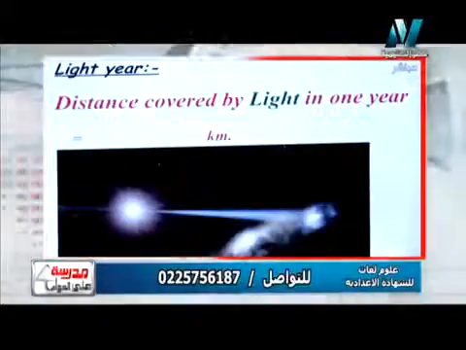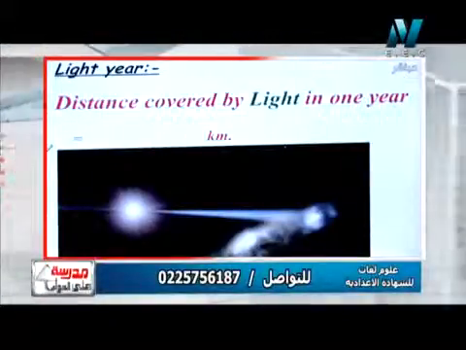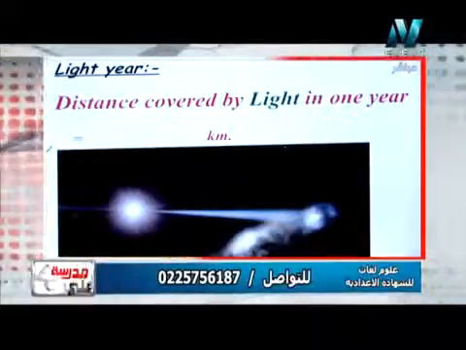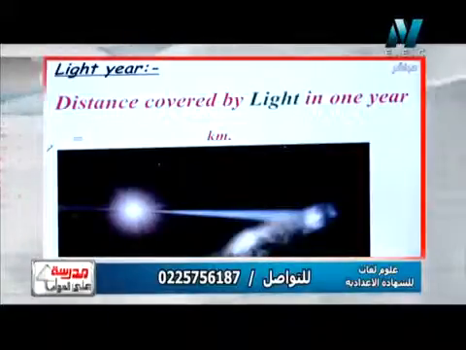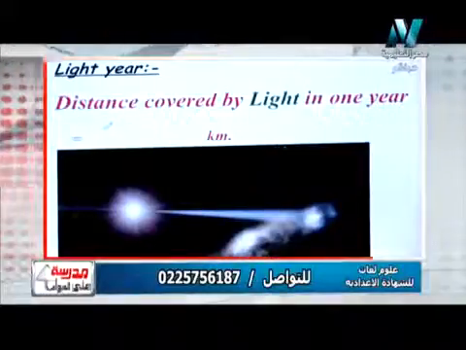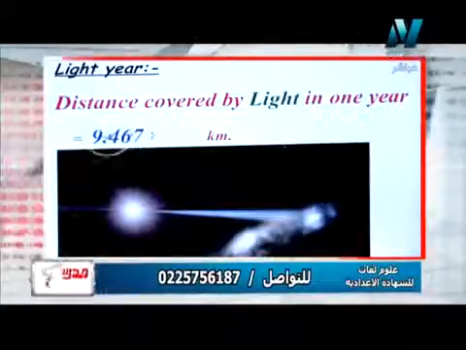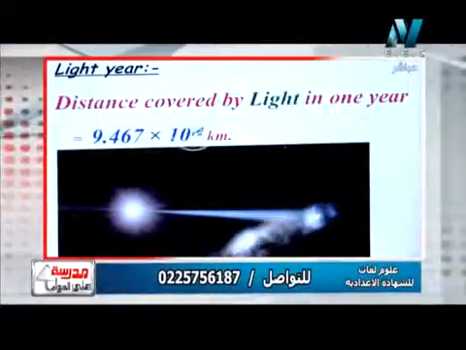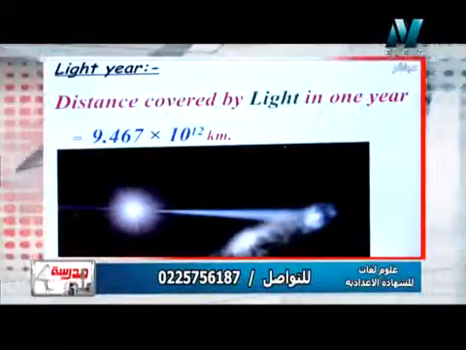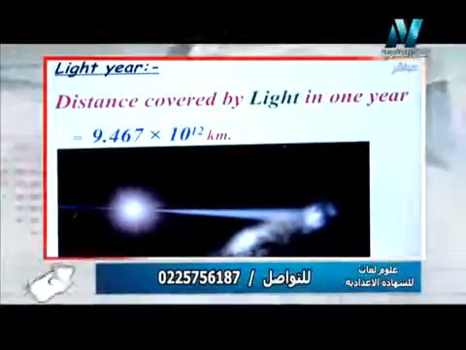How many kilometers? We know from second prep that the speed of light equals 300,000 kilometers per second. It is the fastest body or object in the universe; nothing is faster than light. So 1 light year, dear students, equals 9.467 times 10 to the power of 12 kilometers. Behind this number we have 12 zeros.